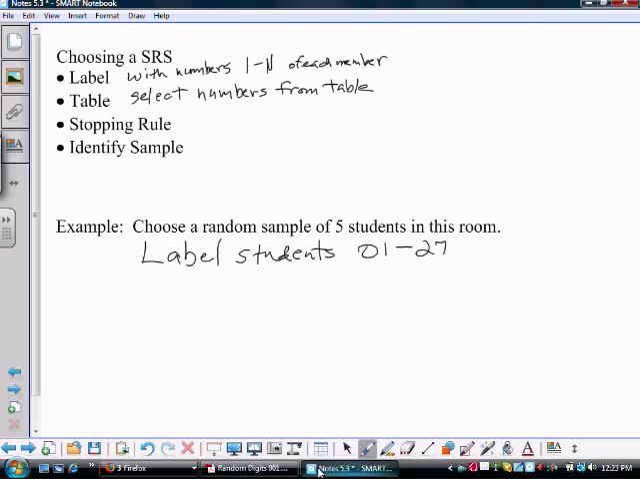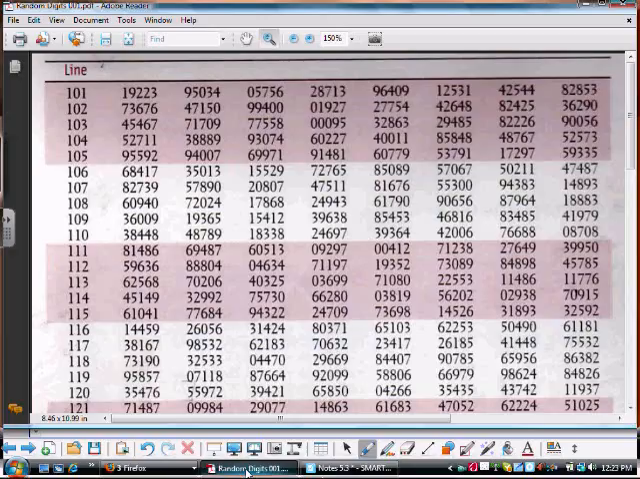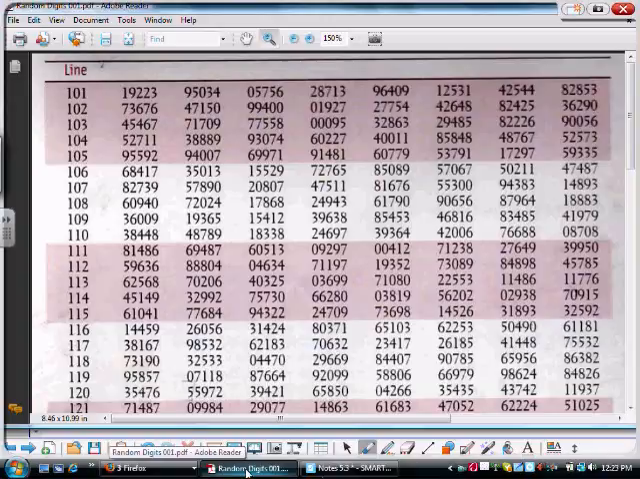First person is going to be 0, 1, and not 1. We could have started at 0, 0 if we wanted to. Sometimes you might want to. All right, so we're going to pick, since I can reach it, I'll pick from line 8, 108.